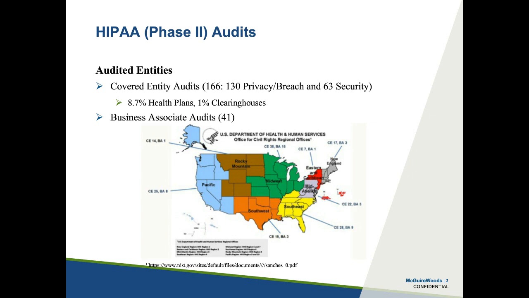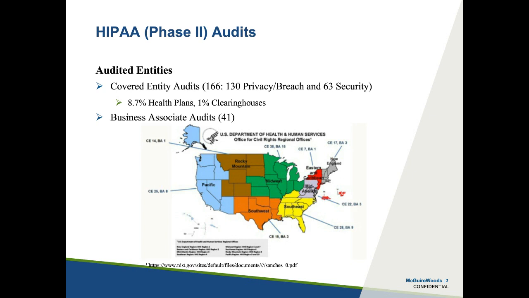And so this first slide that you're looking at just kind of shows a map of the different covered entities and business associates that were affected in the different regions. About 166 covered entities were audited. 130 of those received privacy and breach notification audits. And 63 only had security rule audits. So not every covered entity was audited on every piece of HIPAA.